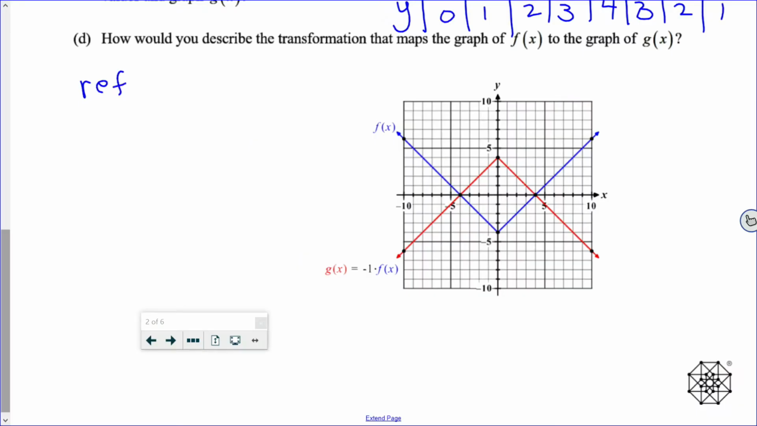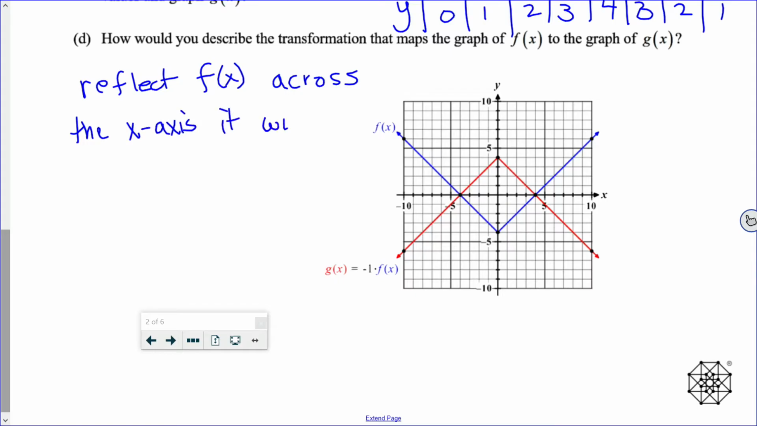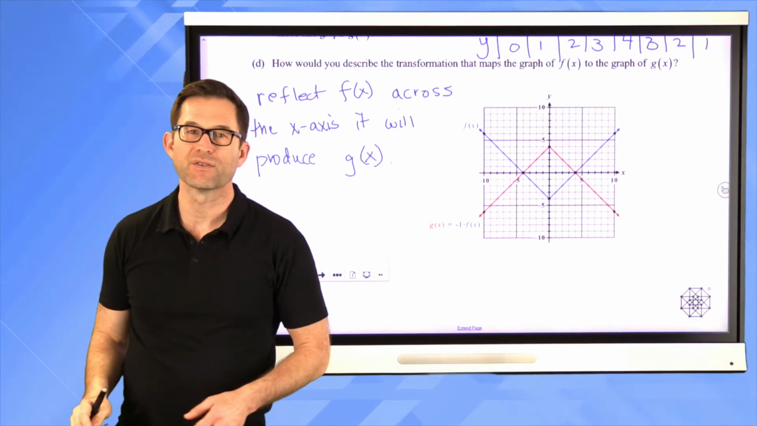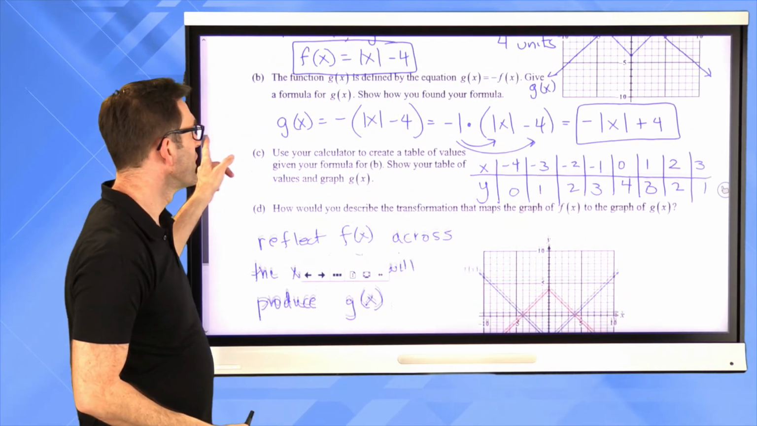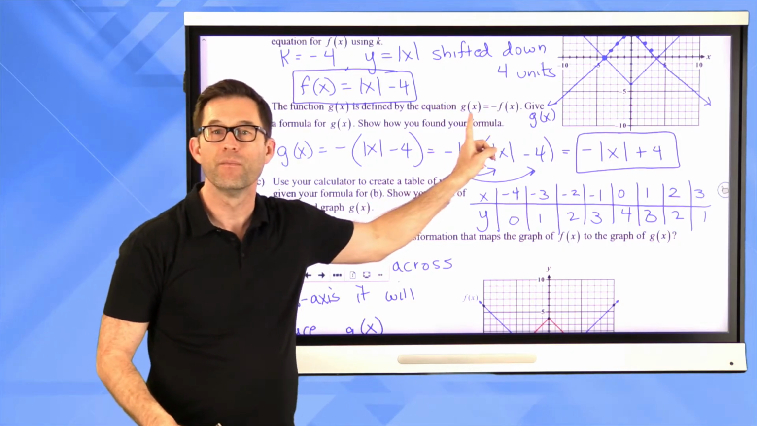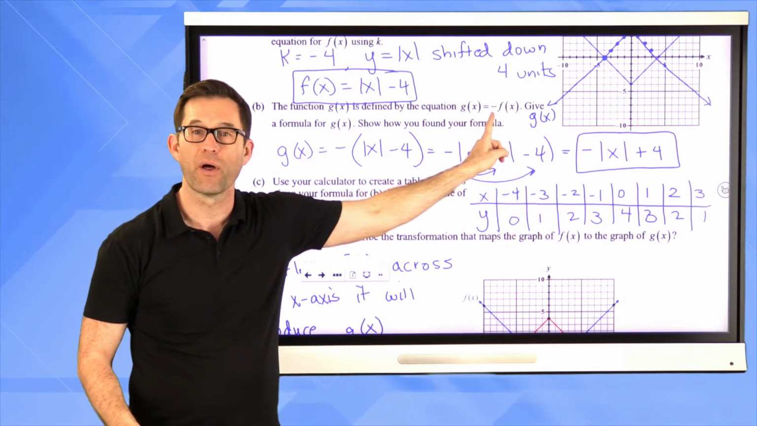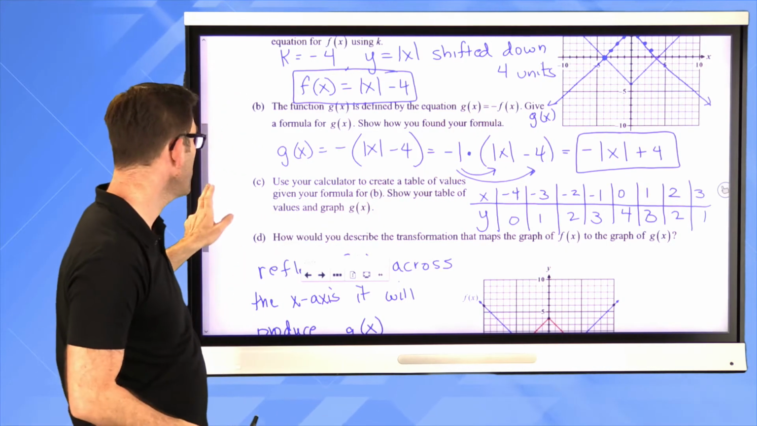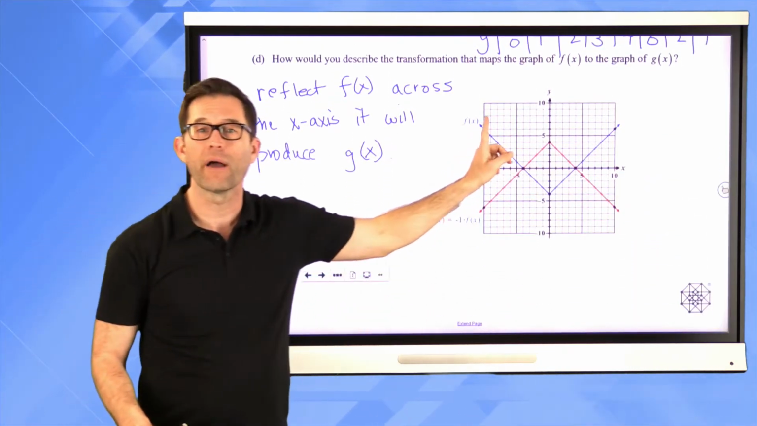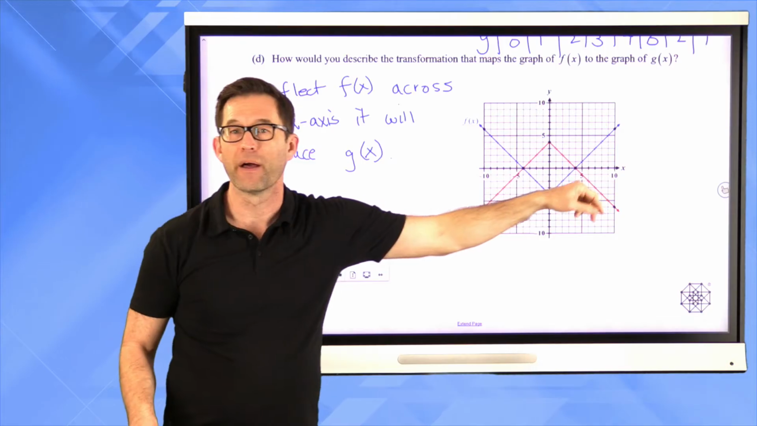So if I reflect f of x across the x-axis, it will produce g of x. Now, think about why that is. For a moment, just consider this. All we're really doing when we do this is we are taking every y value on the function f of x and we're multiplying it by -1. We're not doing anything to the x's. We're just taking every y value on this blue graph and we're multiplying it by -1.